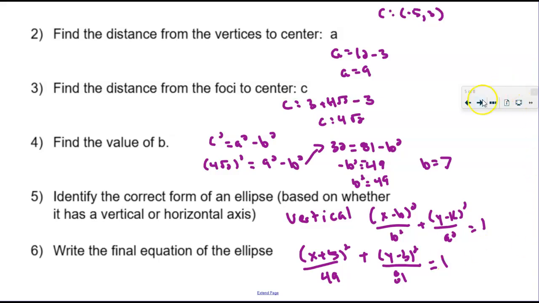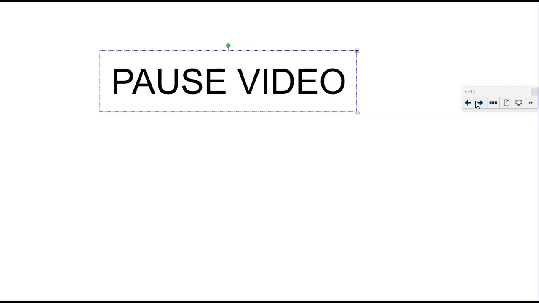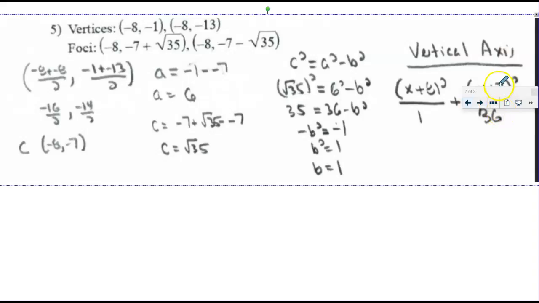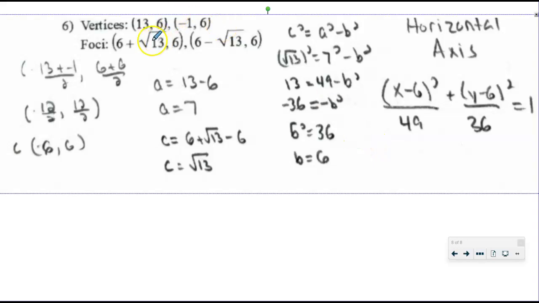I'm going to encourage you guys to pause the video and try those next two and see if you get the same thing that I got. For this first one, guys, I got x plus 8 squared over 1. Or you guys could just say x plus 8 squared plus y plus 7 squared over 36 equals 1. This one also had a vertical axis because the y values were changing. And then in this next one, I got the x values changing, so that means it has a horizontal axis, which means I get x minus 6 squared over 49 plus y minus 6 squared over 36 equals 1.